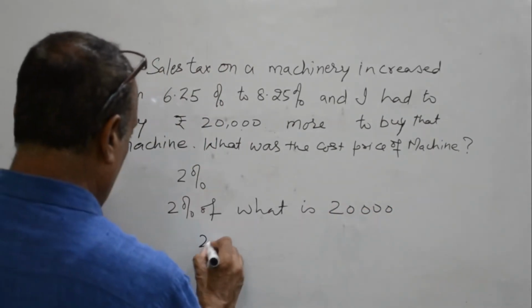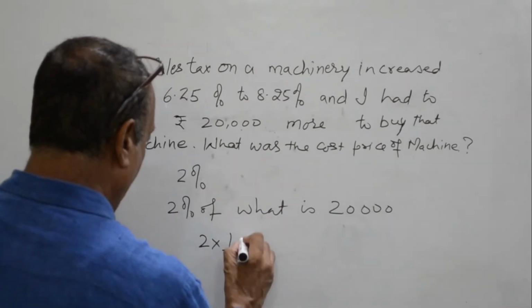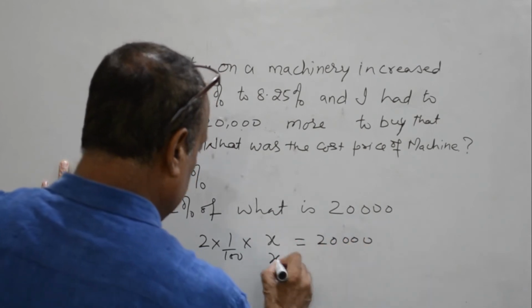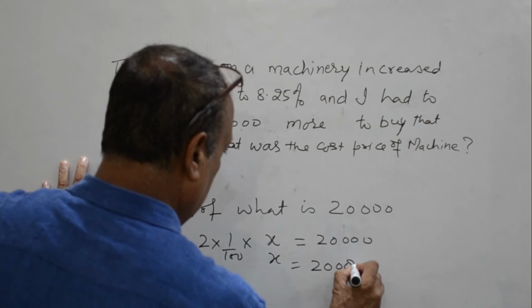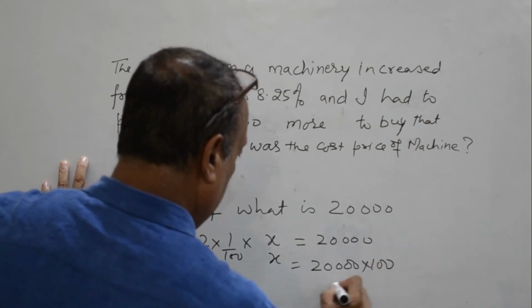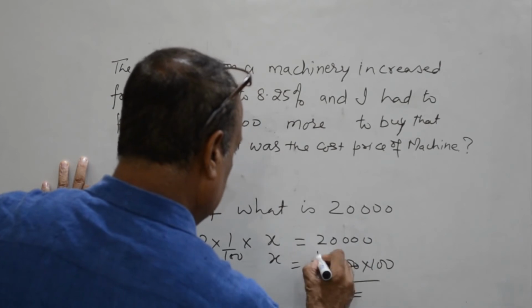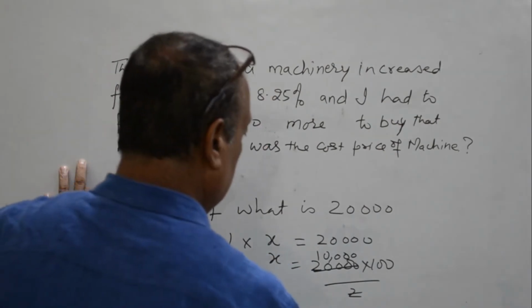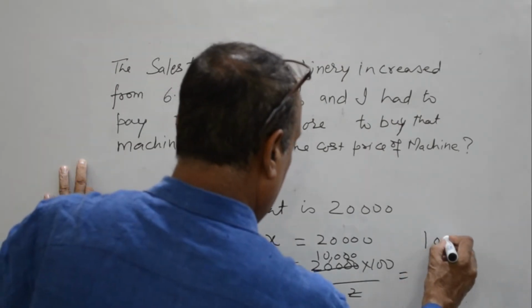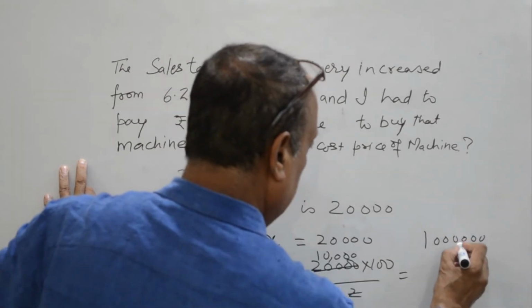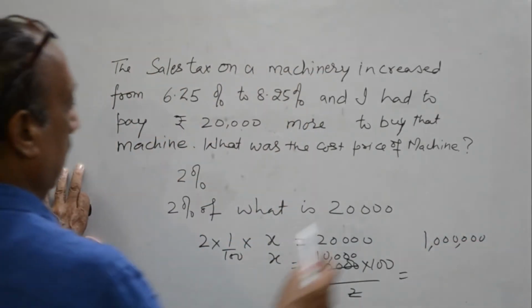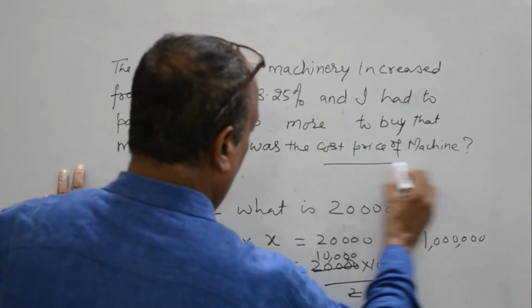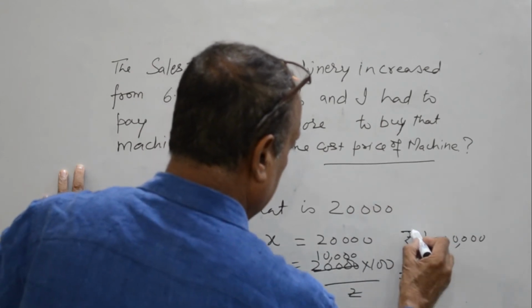So, 2% of what is 20,000. So x is 20,000 into 100 divided by 2. So it is 10,000 into 100. So the answer is 1 million. So the cost price of the machine was rupees 1 million.